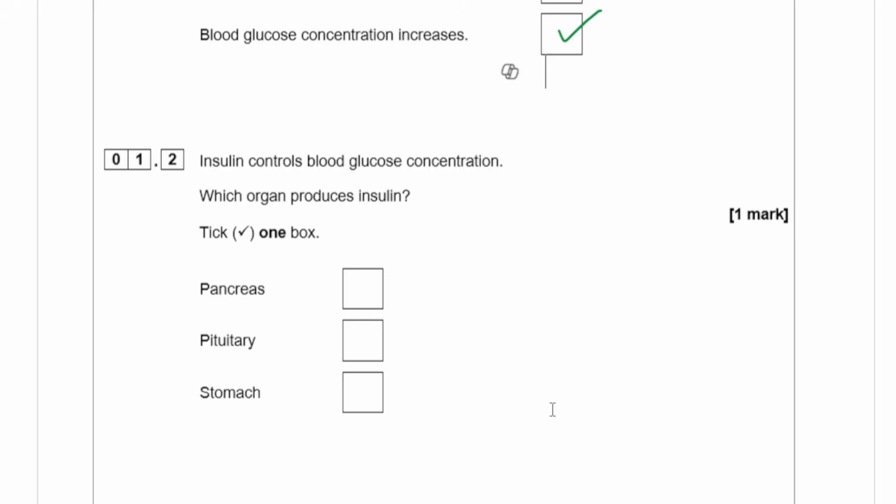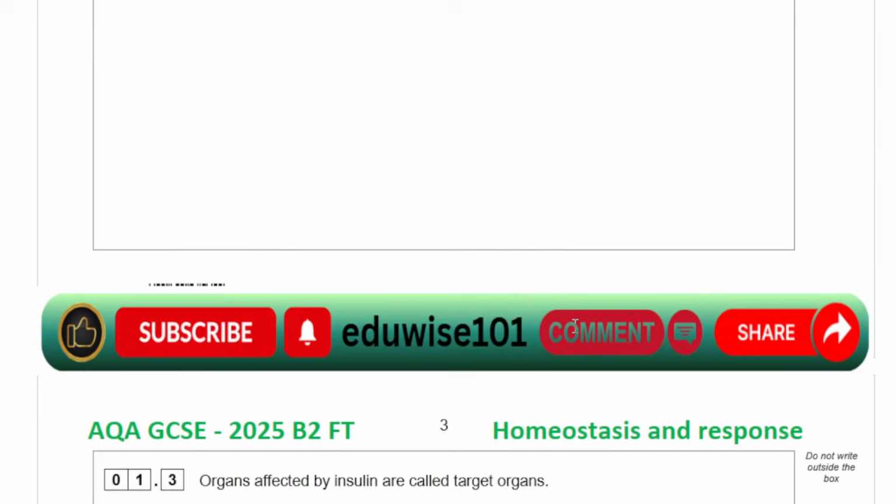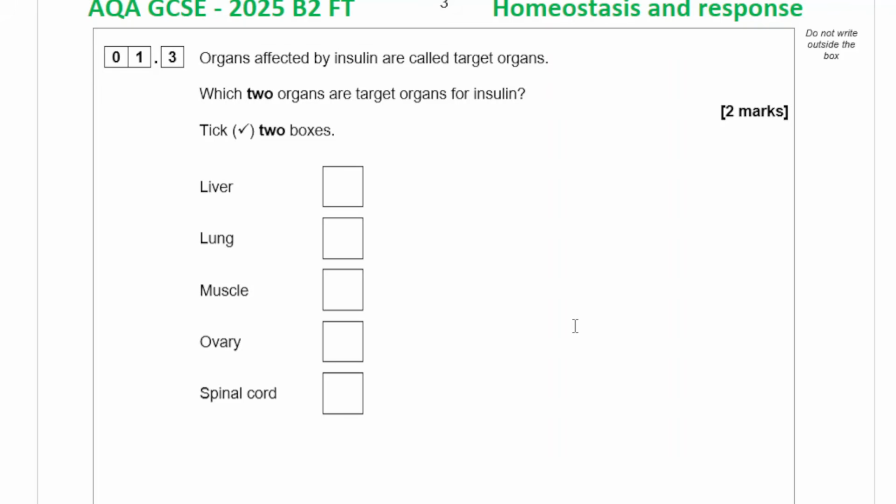Insulin controls blood glucose concentration. Which organ produces insulin? That would be the pancreas. Organs affected by insulin are called target organs. Which 2 organs are target organs for insulin? That would be the liver, not the lung. Muscle, yes, not the ovary or the spinal cord.